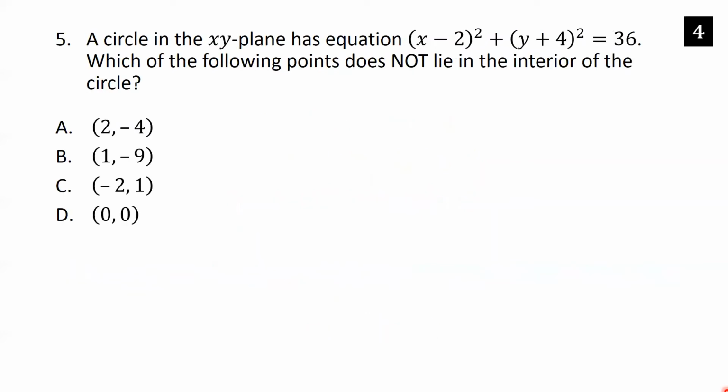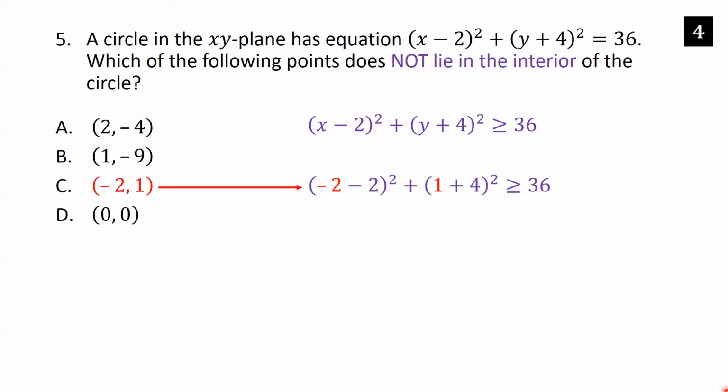A circle in the xy plane has equation x minus 2 squared plus y plus 4 squared equals 36. Which of the following points does not lie in the interior of the circle? Okay, so this time I'm essentially writing the standard form of the equation of a circle, but instead of writing it as an equation, I'm writing an inequality, right? Because we want it to not lie in the interior, which means that instead of x minus 2 squared plus y plus 4 squared being equal to 36, we want it to be greater than or equal to 36, right? Because if you were in the interior, it would be less than 36.